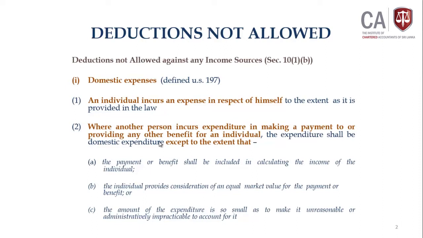Third, the amount of the expenditure is so small as to make it unreasonable or administratively impractical to account for it. That is basically, if a company incurs expense for the benefit of the individual, we do not tax the individual, not for anything else, but because it is not practical to tax. The quantification of the benefits is not so practical.